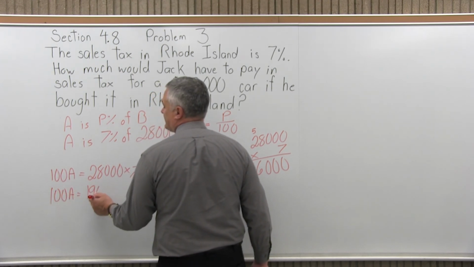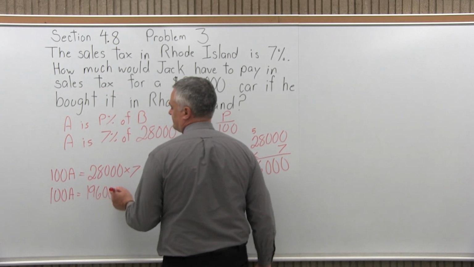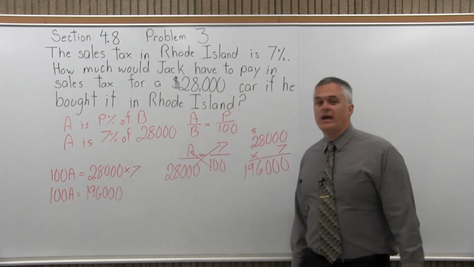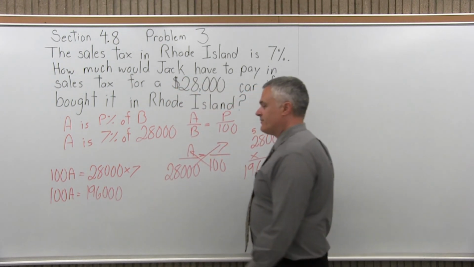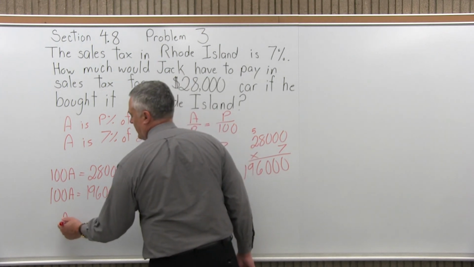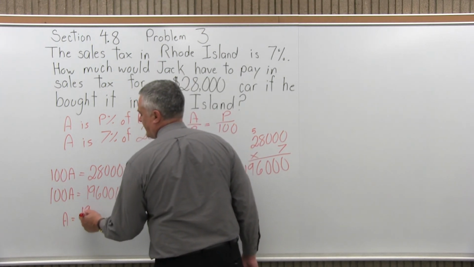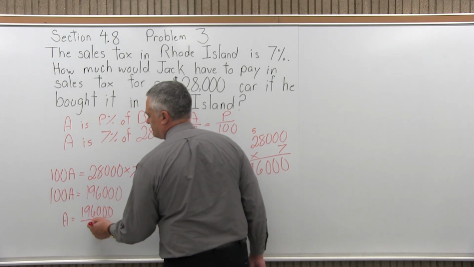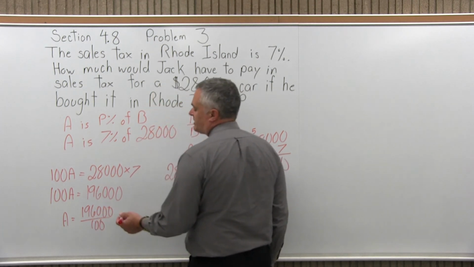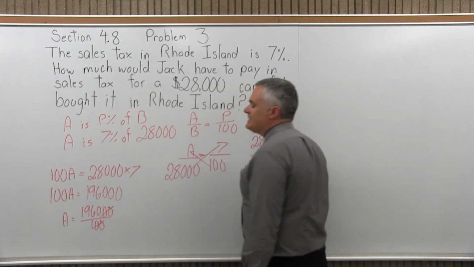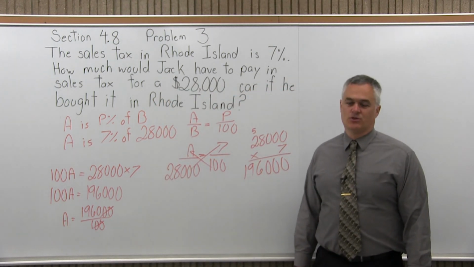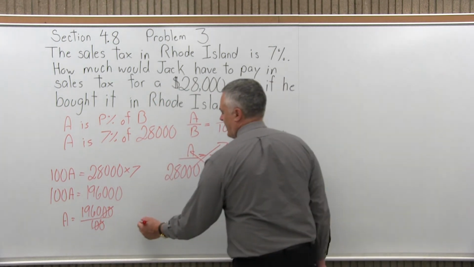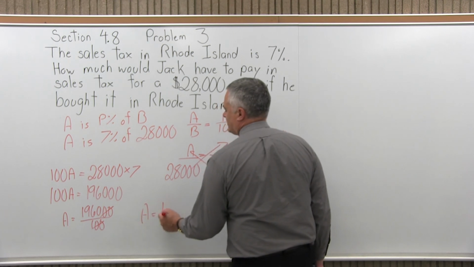So going back to my equation here, 100A equals 196,000. Now, to solve for A, I have to divide out the 100. So, A equals 196,000 over 100. The division by 100 basically cancels 2 of the zeros in the numerator. And I have A is 1,960.